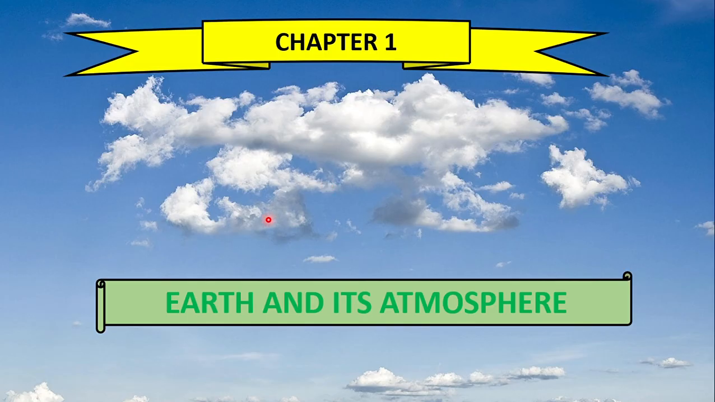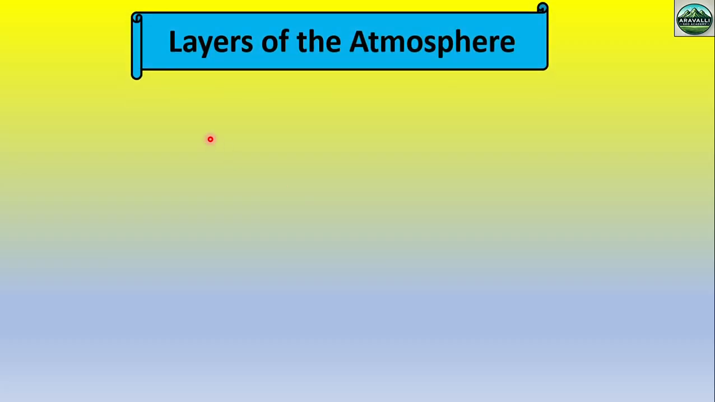Today we are going to discuss the next part of our chapter, Earth and its atmosphere. We have already discussed the origin of the atmosphere, the composition of the first and second atmosphere, and the composition of the present atmosphere, as well as CO2, carbon monoxide and chlorofluorocarbon, etc. Today we will cover the layers of the atmosphere. We will discuss the whole layer of the atmosphere one by one, and all properties of the particular layer we will cover in this video.